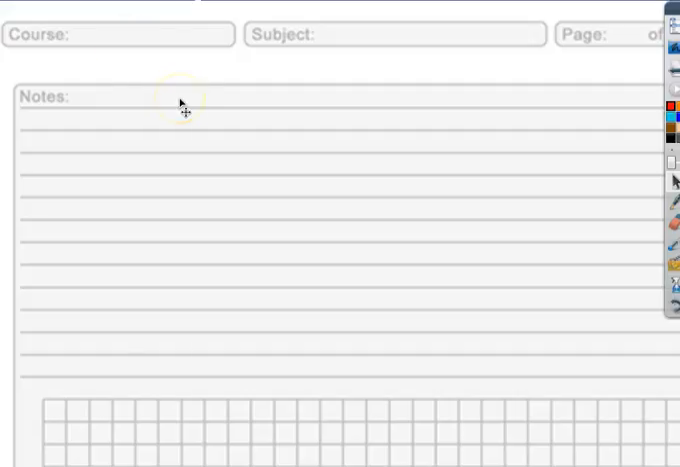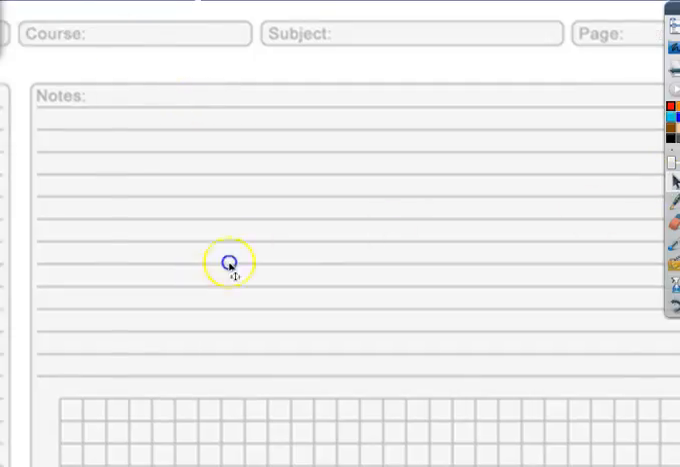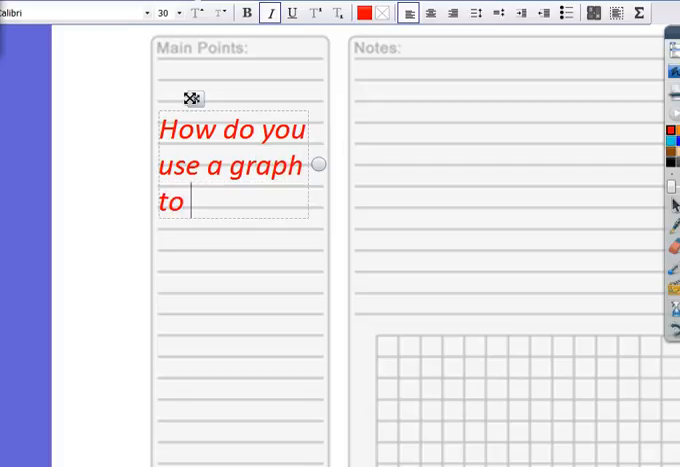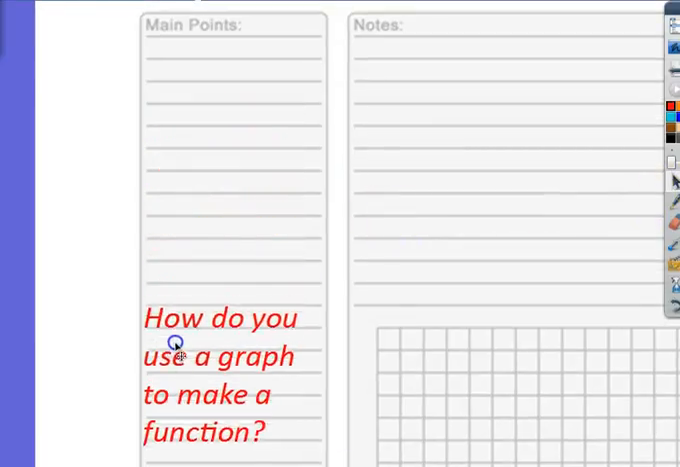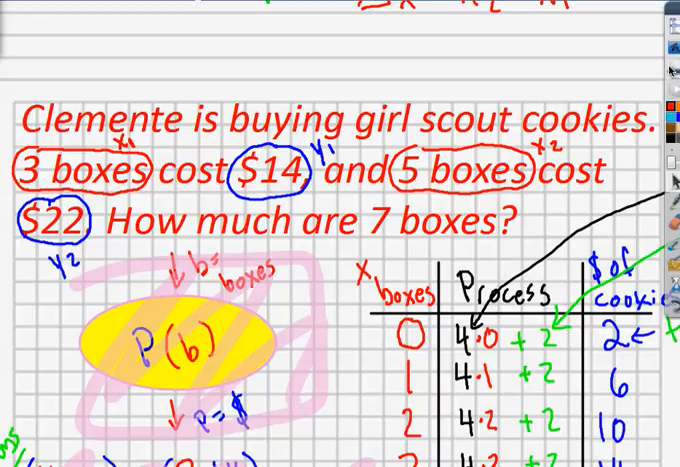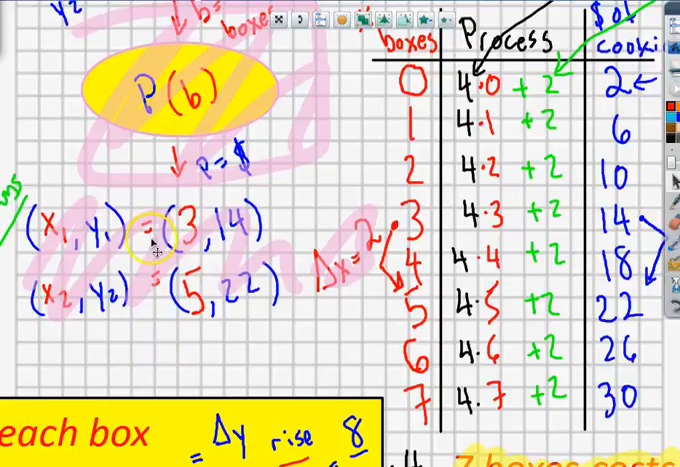Alright, so this is the second side of the notes, and on the first page we used a table to make a function, and on this page it's going to be how to use a graph to make a function. So our main idea in this case, same as before, and the steps are going to be exactly the same. In the previous video I didn't summarize the steps though, so let's go ahead and summarize those steps because they're going to be the same steps we use this time.